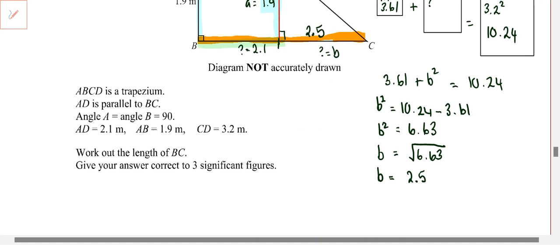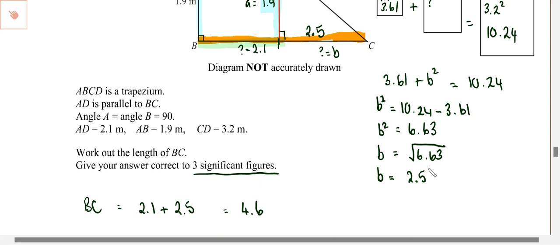So my final step is that BC, the line B to C, is going to be 2.1 plus the 2.5, which gives me an answer of 4.6. Now, there is a problem here, which is give your answer to correct 3 significant figures. So I'm going to suggest that some rounding happened that shouldn't have happened. Because this is only 2 significant figures and it asks for 3.